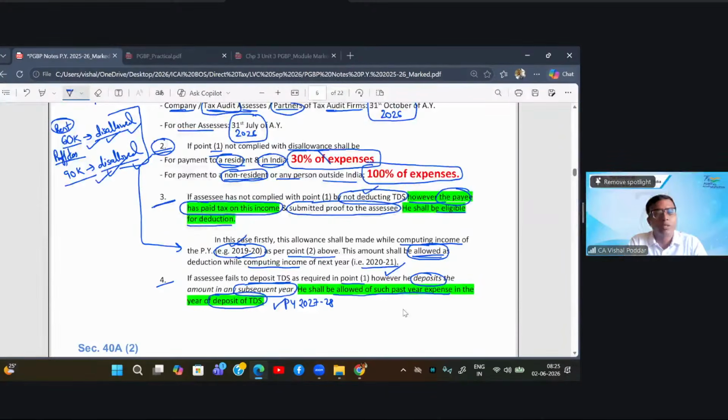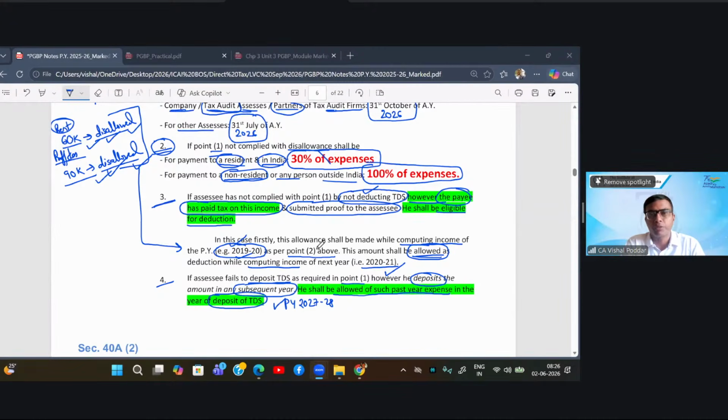Students, I hope this is clear. So originally the expenses of 25-26, but you deposited in 27-28, which is a subsequent year. You can now claim the deduction in 27-28. That is the future year, the subsequent year in which you deposit this TDS. Understood? Is this clear, students?